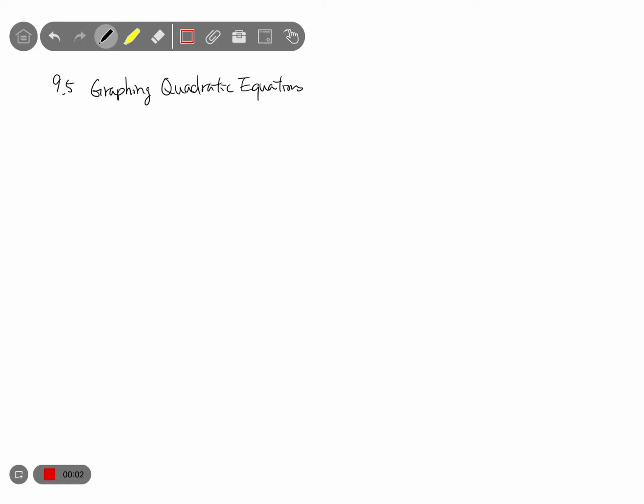Hi guys, today we're going to cover section 9.5, graphing quadratic equations. So things to know, again, you should have the document, the paper that we handed out in class. If you don't, you can get it from the blackboard. So anyways, let's talk about the definition of the quadratic equation in two variables.